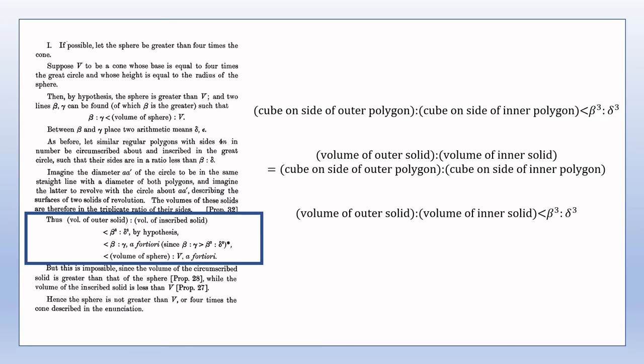And so the volume of the outer solid to the volume of the inner solid is less than beta cubed to delta cubed. As for the justification of beta cubed to delta cubed is less than beta to gamma, I won't give a full justification using geometrical methods for this, but I will give a justification for the inequality beta squared to delta squared is less than beta to epsilon.